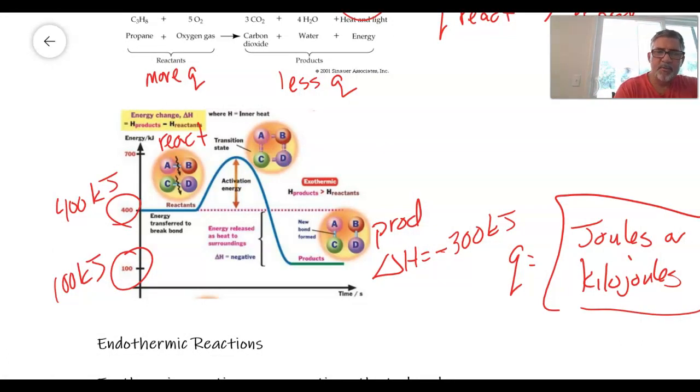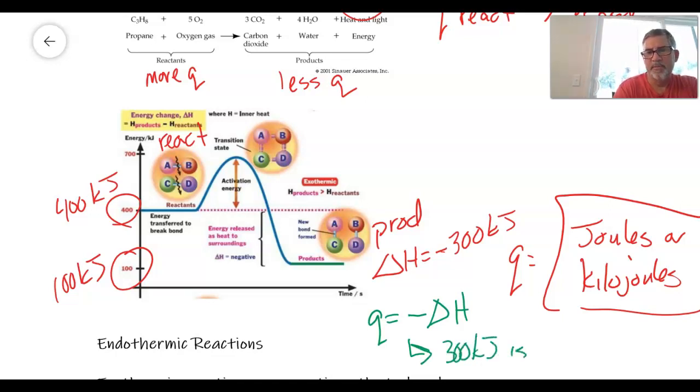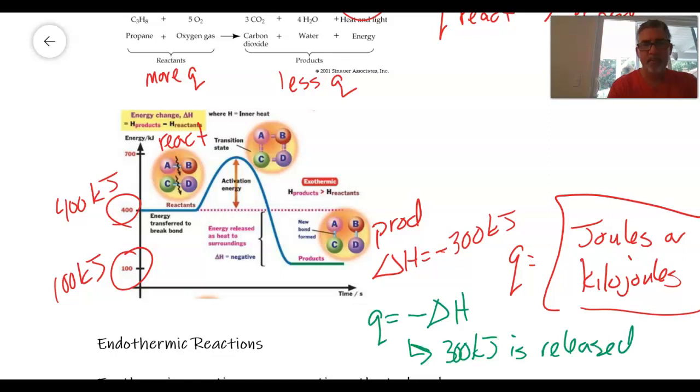Later I'm going to talk about calorimetry. We can see that Q equals negative delta H, right? So if we were going to say that, then we could also say that 300 kilojoules is released. Okay, so there's a couple other things that are important in this equation.